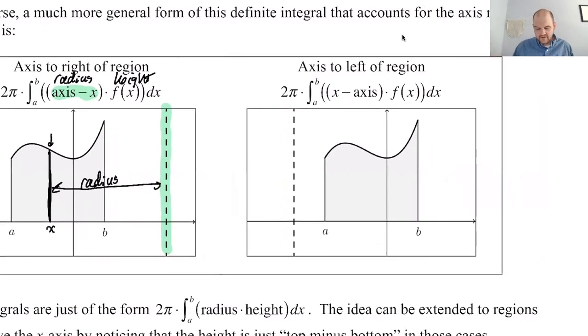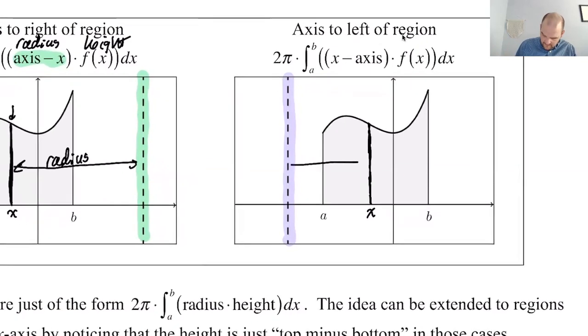Always just draw it, draw your little representative slice, and put in the radius. You can't get it wrong if you do that, or at least I don't recommend you get it wrong. I mean, who would ever recommend you get it wrong? Here your axis is to the left of the region, so let's draw a little slice. This is going to be at some x value. That x value is somewhere between a and b, which is why our bounds are from a to b. Then our radius is here. You have to do right take away left. So when you do right take away left, it's x minus the axis, which is where this is coming from.